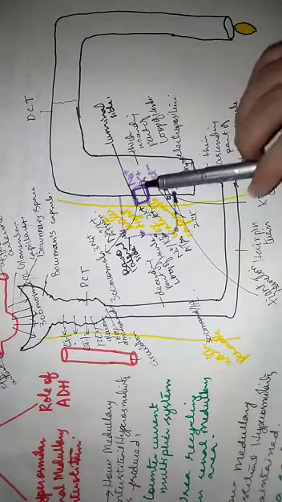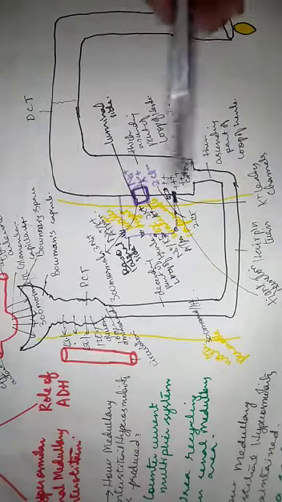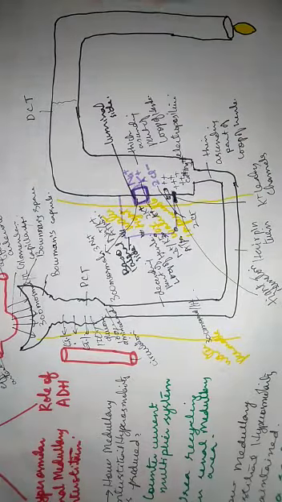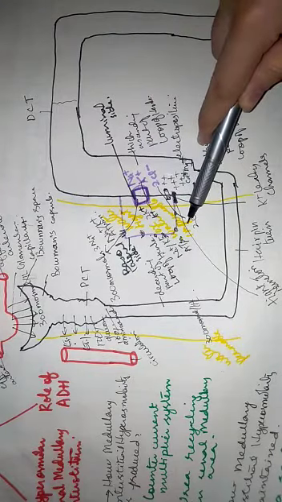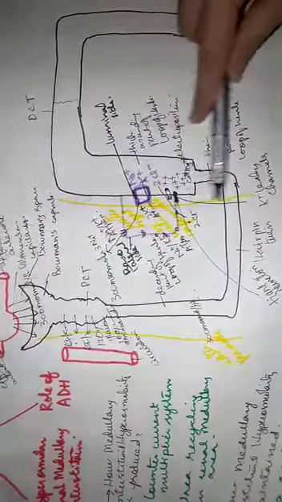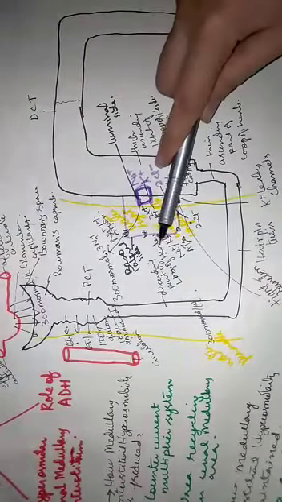So these solutes are thrown out into the interstitium, but water doesn't follow. So in this way, the medullary interstitium becomes highly hyperosmolar because this all part is watertight. It doesn't allow water to follow the solutes.